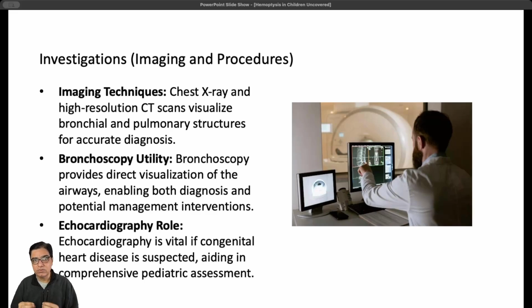In certain cases, for example, if a bleeding point is identified, that can be embolized with the help of the bronchoscope as well. So fiber optic bronchoscopy or rigid bronchoscopy can be therapeutic as well as diagnostic. You can diagnose and you can treat at the same time. So this is also a very good modality to diagnose and treat the cause of hemoptysis in children depending on the clinical presentation.